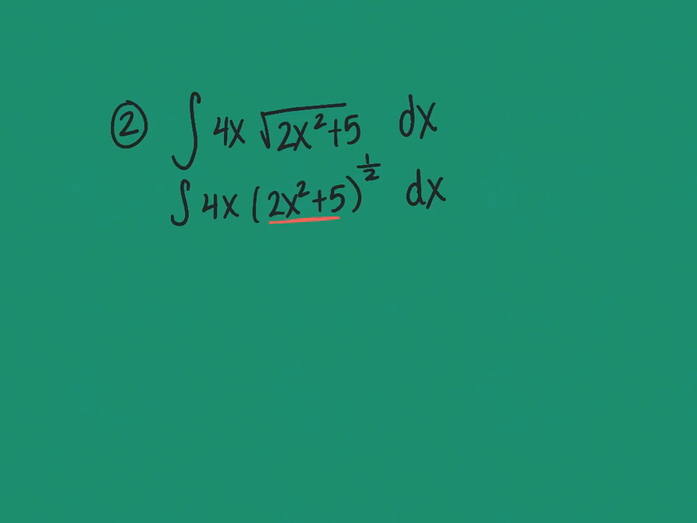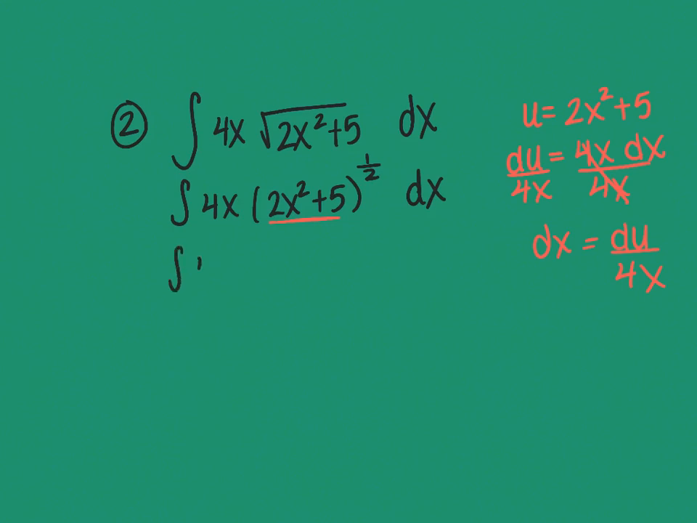So why don't you pause the video and try it, see what you can do, and then hit resume for the explanation. So we're going to let u equal the stuff that's inside the parentheses, and then we take the derivative of u, du, which is 4x dx. Divide by 4x to solve for dx. So dx is du over 4x. And then let's go back and plug that information in. So we want to integrate 4x times u to the 1/2 times du over 4x.